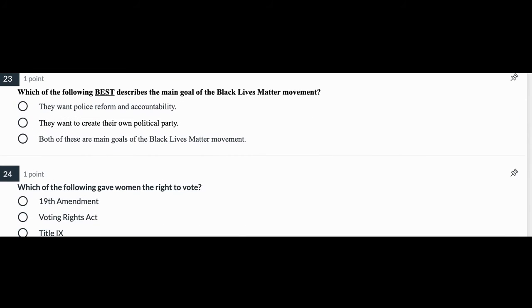23. Which best describes the main goal of the Black Lives Matter movement? They wanted police reform and accountability. They want to create their own political party, or both of these are the main goals of the Black Lives Matter movement.